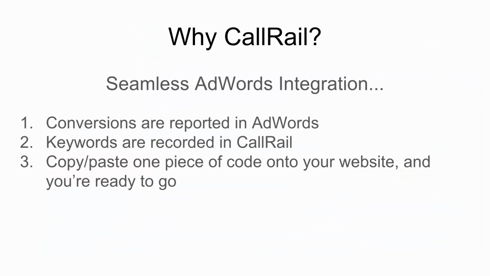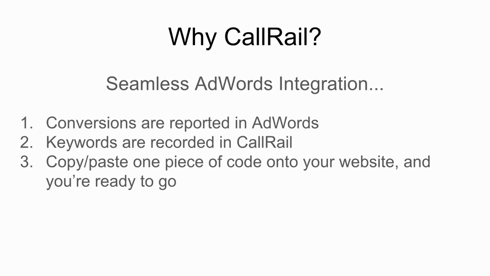So why did I switch to CallRail? The big main reason is that they have a seamless AdWords integration. This is new this year. They finally got this up and running. Basically what it means is conversions are reported in AdWords. So once you link AdWords and CallRail, if a call is made through CallRail, that'll be reported back to AdWords as a conversion. Like what I was saying before, it'll tie that conversion to the specific click. So the keyword, the ad, the location, whatever data is tied to that click, it'll show up that way in AdWords.